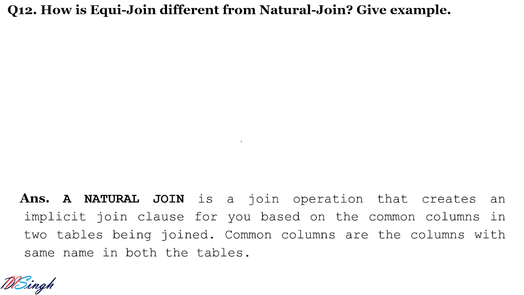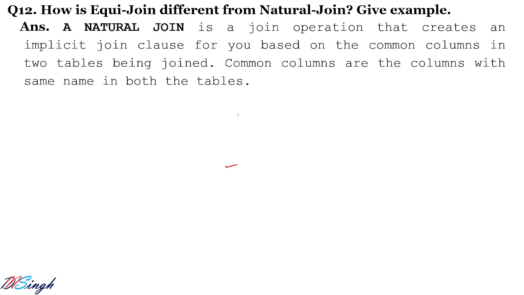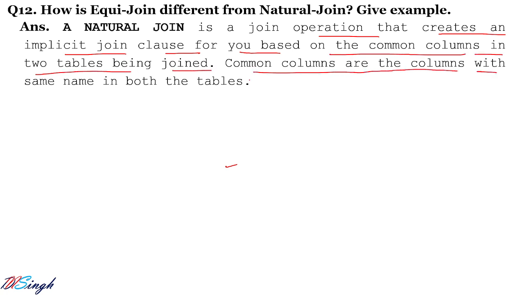How is Equi-Join different from natural join? Very important question, used to come in your board exams. There is very slight difference between these two. Let us see the answer. Natural join is a join operation that creates an implicit join clause for you based on the common column in two tables being joined. Common columns are the columns with the same name in both the tables. It is important for natural join to have the same column name for both the tables.